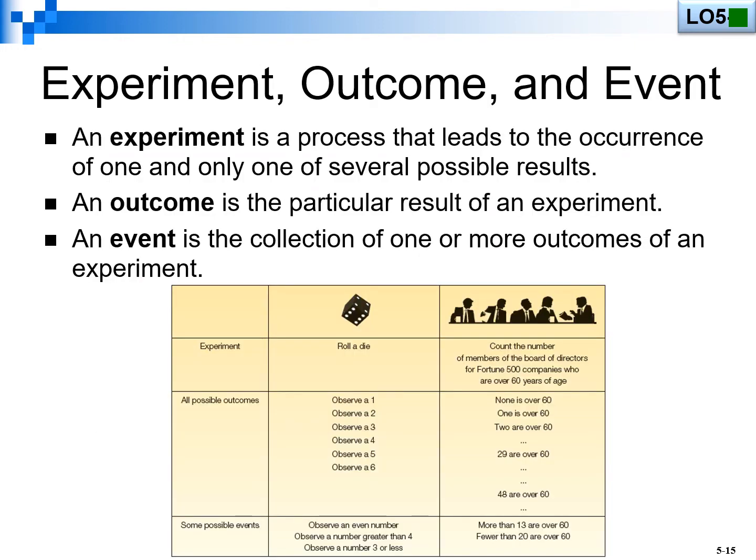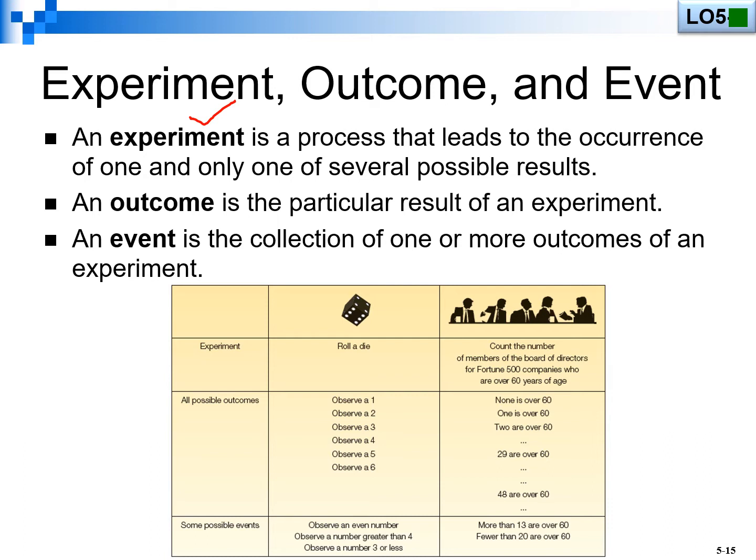Okay, and just some basic definitions. If we talk about what is called an experiment, it's basically a process that leads to the occurrence of one or several different possible results. Tossing a coin could be an experiment because it does lead to what they call outcomes, which are results of an experiment. So for example, if you tossed a coin, the result would be a heads or a tails.